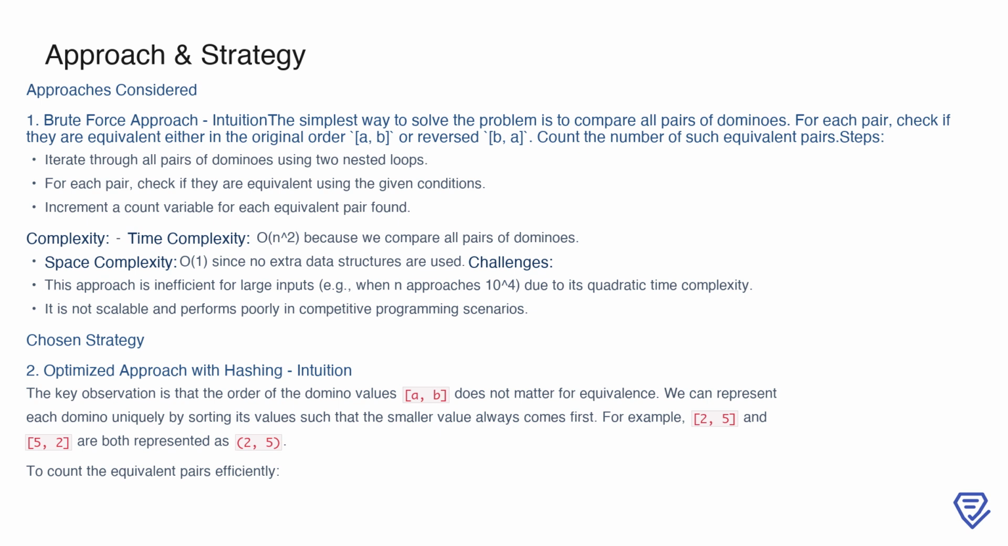However, this method has significant limitations. Since we are checking all pairs, the time complexity is n squared, which becomes impractical for larger inputs when the number of dominoes, n, approaches 10,000. Additionally, it doesn't use any additional space, so the space complexity remains 1. While simple to implement, this approach is inefficient and not ideal for scenarios where performance is critical, such as competitive programming or large-scale data processing.